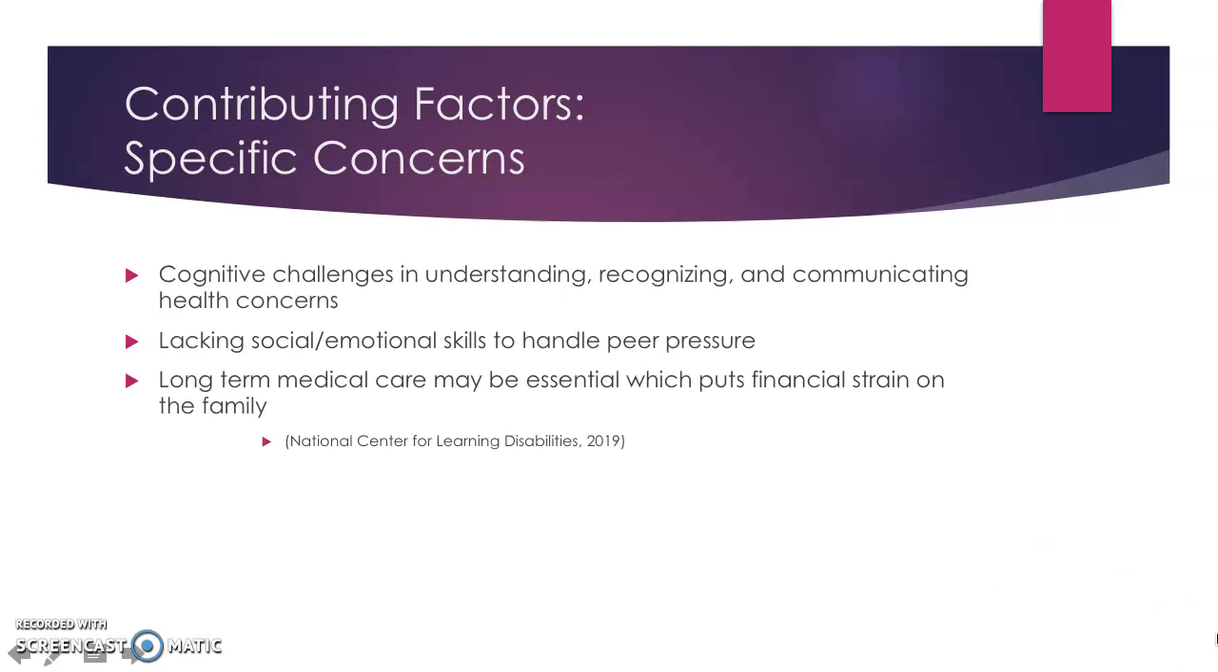Okay, and next, all right, specific concerns, other contributing factors. So children with intellectual disabilities can have cognitive challenges in understanding, recognizing, and communicating their health concerns. They may lack the social and emotional skills to handle peer pressure, and then long-term medical care may be essential if they have any other secondary conditions because of the disability, and that can put financial strain on the family.